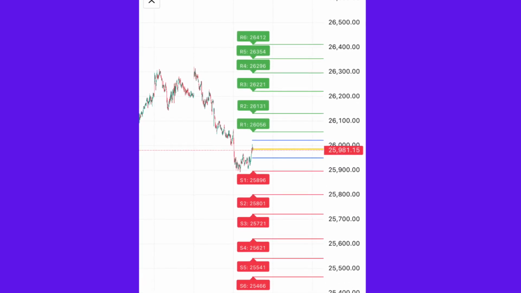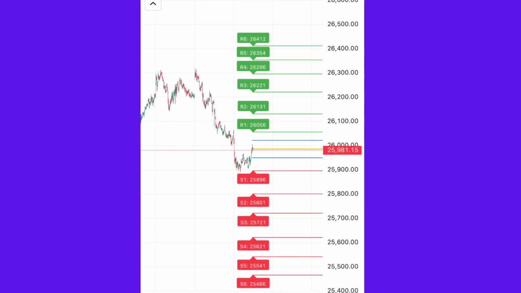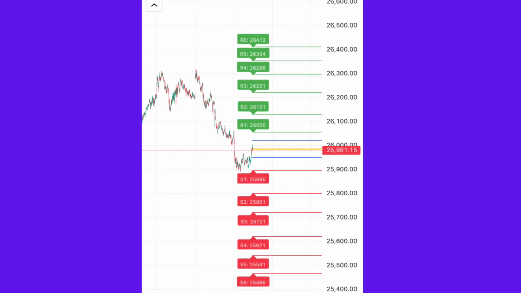Today's video is your complete pre-market analysis for Nifty, and we'll break down the exact support and resistance zones, what the structure is indicating, and how we can plan our trades for the day. These levels are based on price action, volatility expectation, and the major zones shown on the screen. R1 to R6 is resistance, S1 to S6 is support.